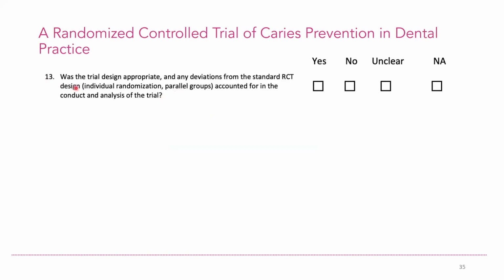All right, so I think this is the last question. Was the trial design appropriate, and were there any deviations from the standard RCT design? You did see in a screenshot that I had previously that they did not change any of the measurements or outcomes throughout the duration of their study. It was a parallel type design. It's appropriate for the question that they're seeking to answer.